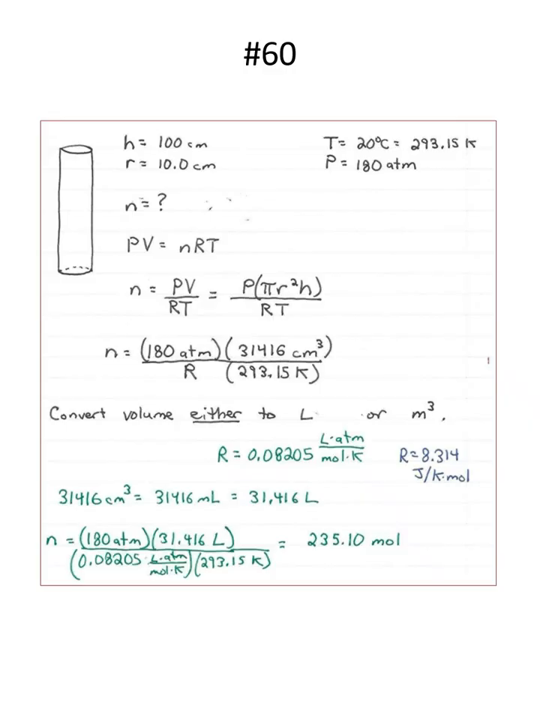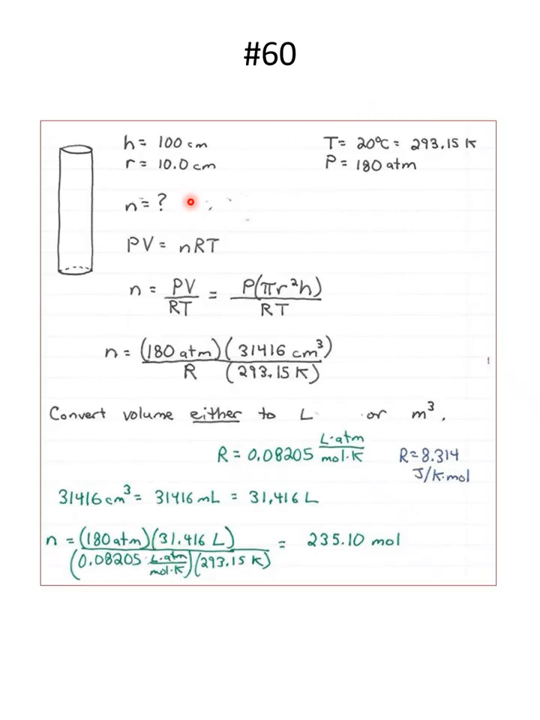So you can imagine if all this air were to escape, and assuming it would go to 1 atmosphere, it would take up much more space. And we're going to figure that out. Here's the given information, the height and the radius. It said the diameter is 20 centimeters. That means the radius is 10 centimeters. Pressure is 180 atmospheres. Temperature, let's get that into Kelvin, 293.15 Kelvin.